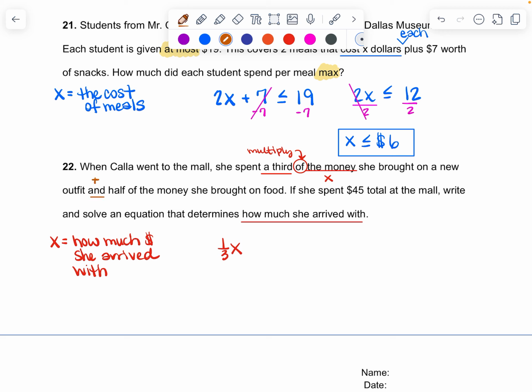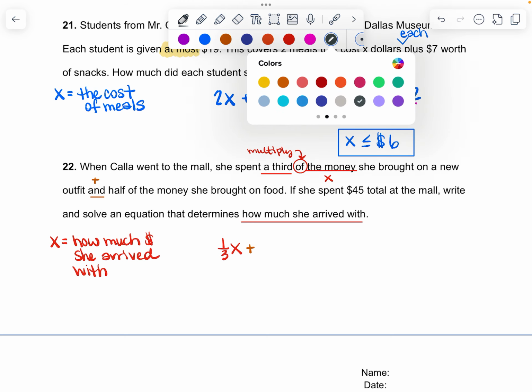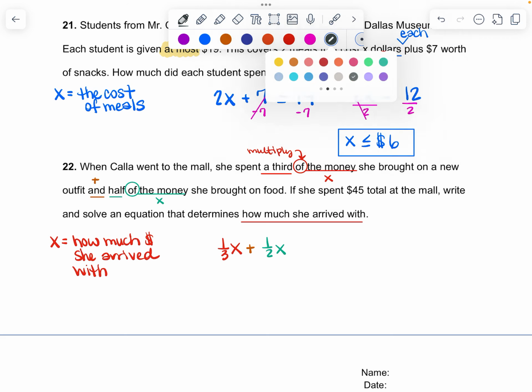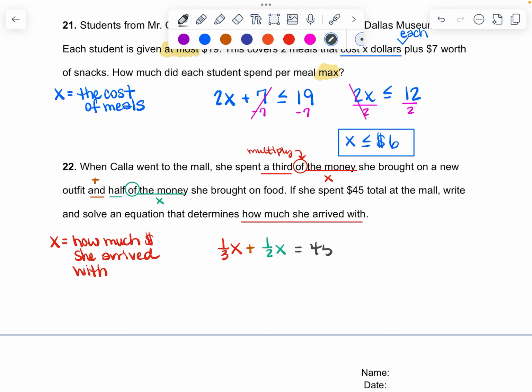All right, and, which would be a plus word, right? So plus. And then, of course, we have, I'm trying to get back to green. There we go. Half of the money. There it is again. So half times the money. So if the money's mentioned twice in the sentence, then we know we need 2 X's. She spent exactly $45, which is how we know that this is an equation. Plus, they told us anyway. And voila, that is our algebra equation.